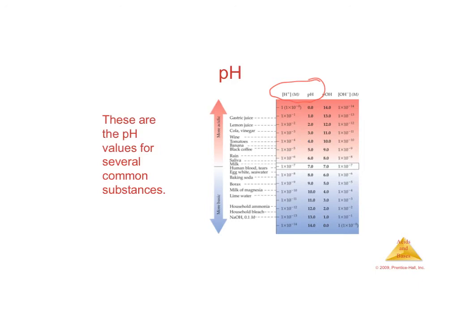And as we get more basic, 1 times 10 to the minus 9, or less hydronium, pH of 9, 1 times 10 to the minus 11, pH of 11, 1 times 10 to the minus 14, pH of 14. So you can see the relationship between the hydronium concentration and the pH scale.